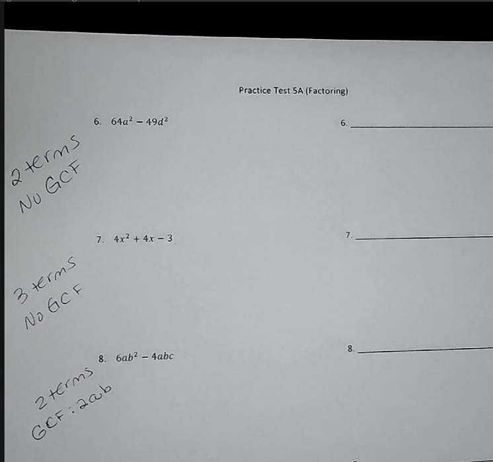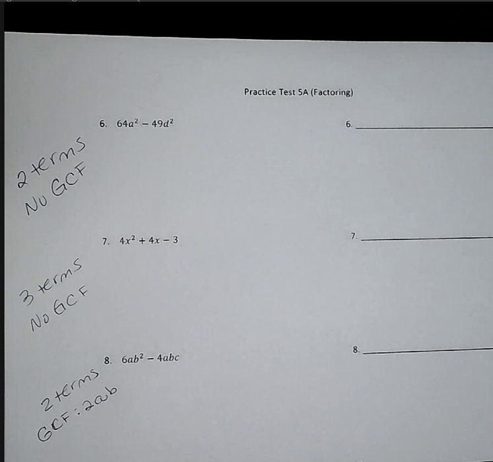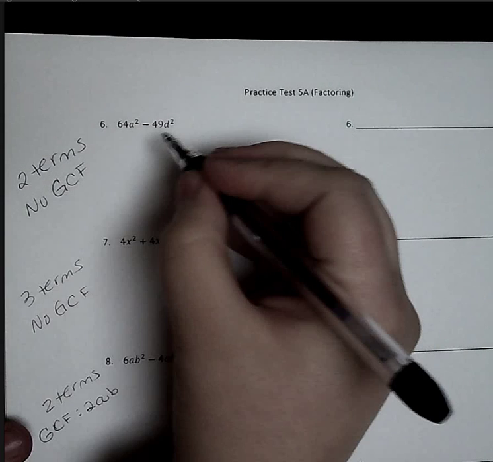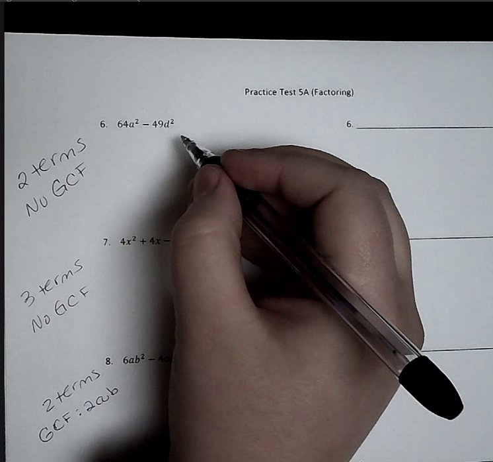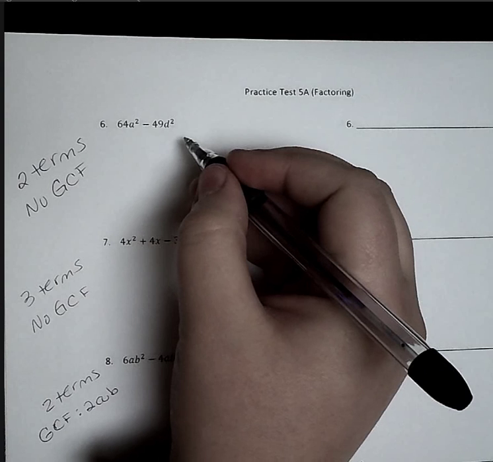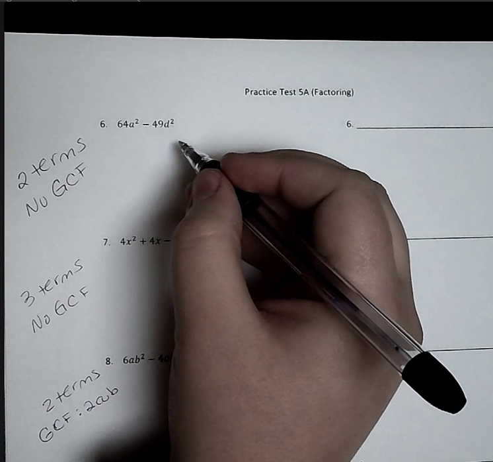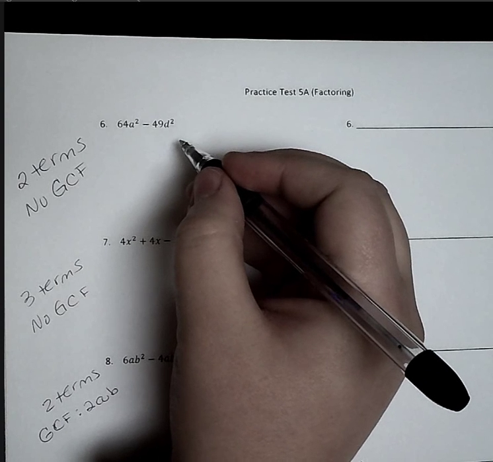There was no greatest common factor, so now we're going to identify the number of terms. So we have 2 terms. So it's the difference, and these are perfect squares. Remember, perfect squares are numbers you get when you multiply a number by itself. A perfect cube is what you get when you multiply a number by itself 3 times.